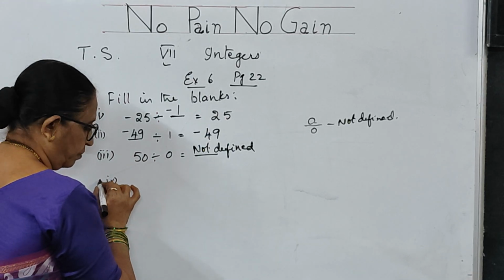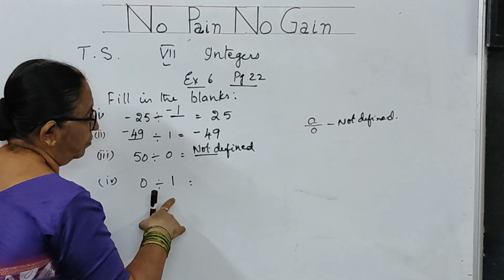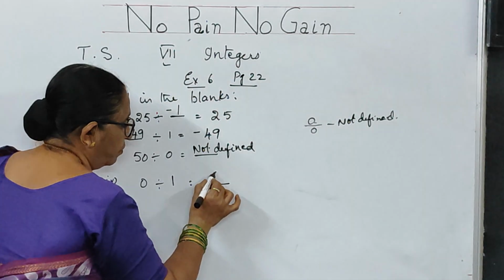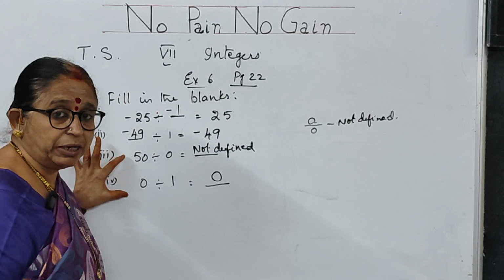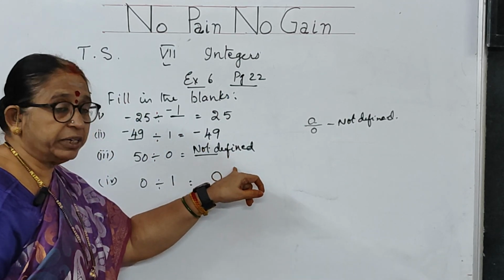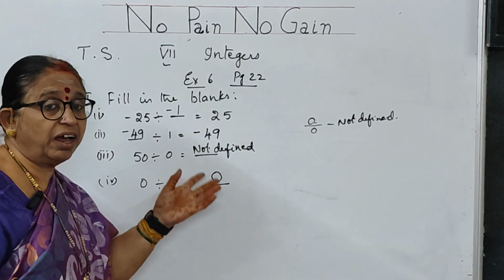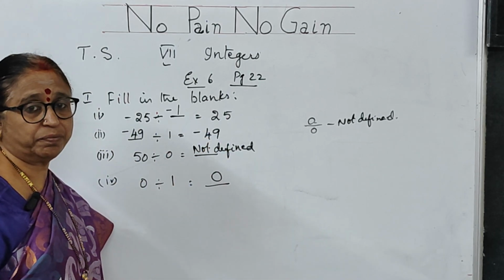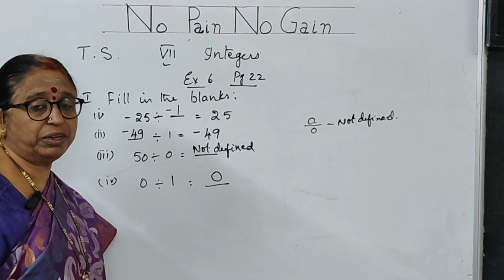And the fourth bit is 0 divided by 1. 0 can be divided by any number, but ultimately your answer will be 0. So these two also you should keep in mind, children. Any number when it is divided by 0, you cannot get an answer. It is not defined. You cannot define the answer. But when 0 is divided by any number, the ultimate answer is 0.